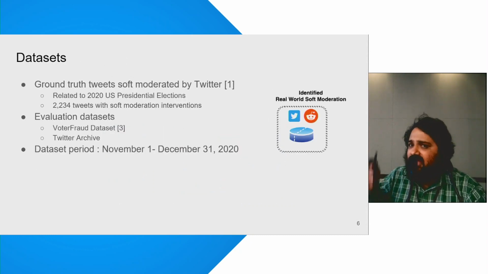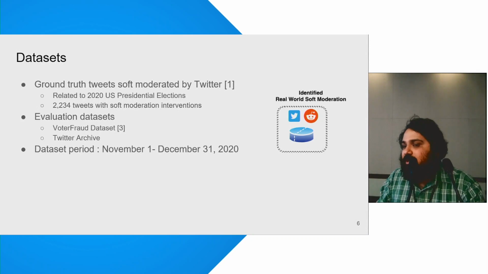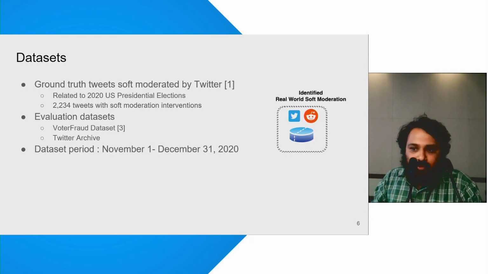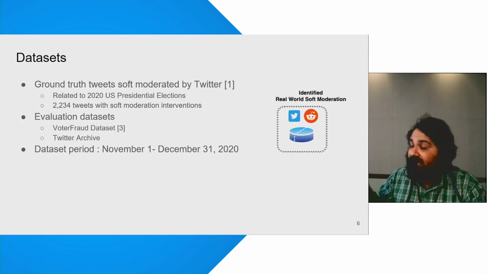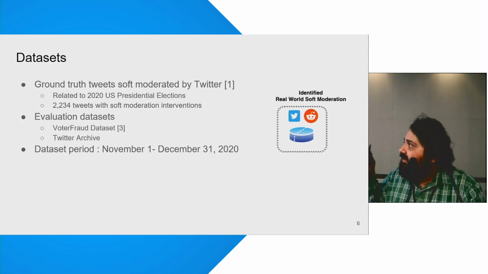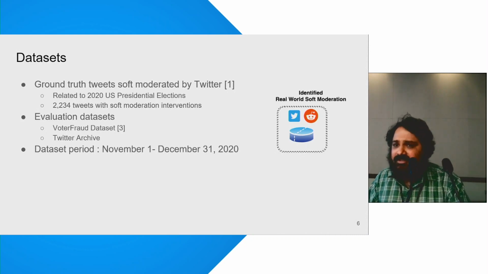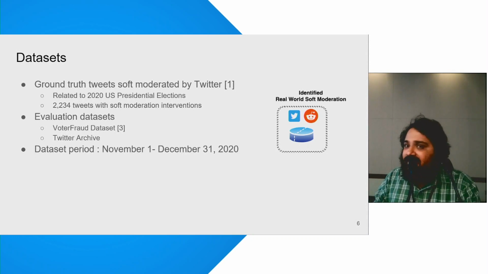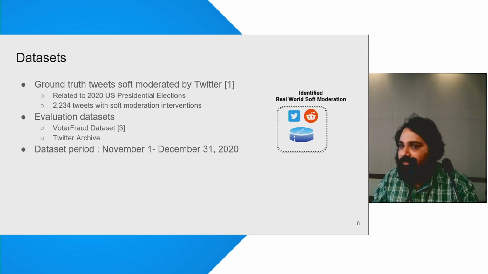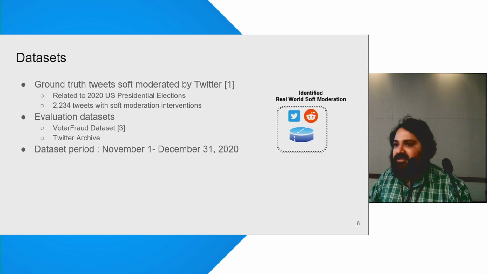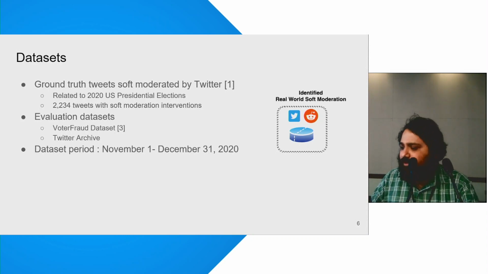For the data set, as I discussed before, we initialize our system with already moderated tweets that we know for sure contain misleading information. In our case, these tweets are related to the 2020 US election. There are close to 2,200 tweets that have this moderation status. And for validating our method, we use a larger set of tweets from the data set called voter fraud. It is noted that this data set not only contains a potentially misleading set of tweets, but also a benign set of tweets related to the election.